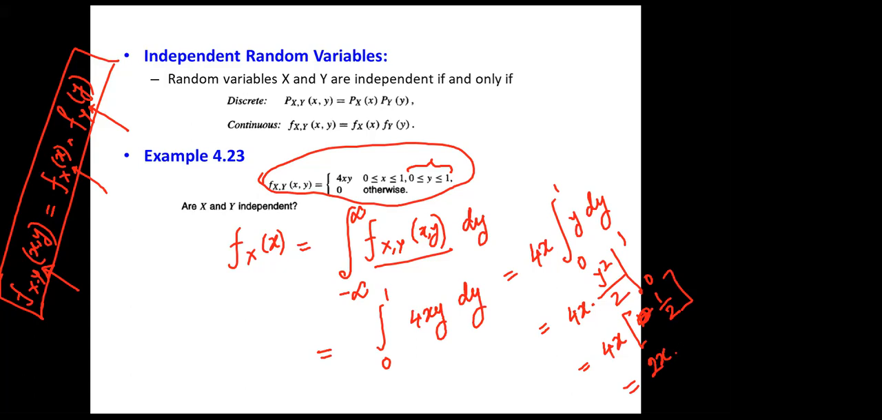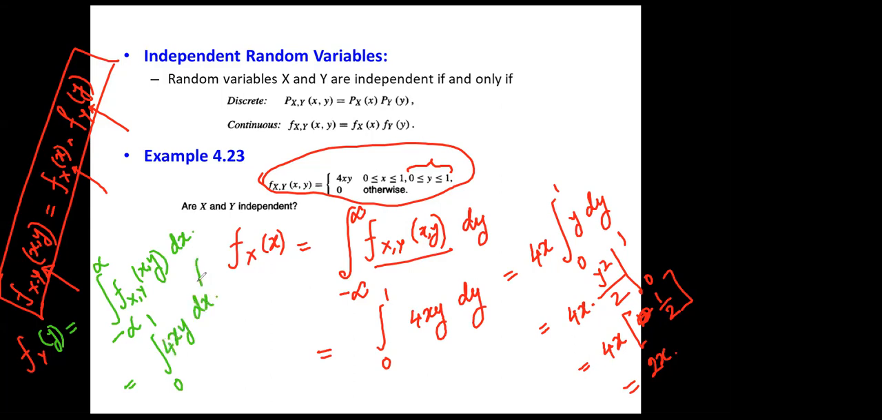Now how do we find fY? Let's do it. fY equals, similarly, minus infinity to infinity of the joint probability. Now it will be dx, isn't it? This x limit is also given as 0 to 1. So similarly that will also be 0 to 1, and the value will again be 4xy, and then dx. Now the variable is x, so x cannot be taken outside. So we can take 4y outside. So this is equal to 4y times the integration from 0 to 1 of x dx.